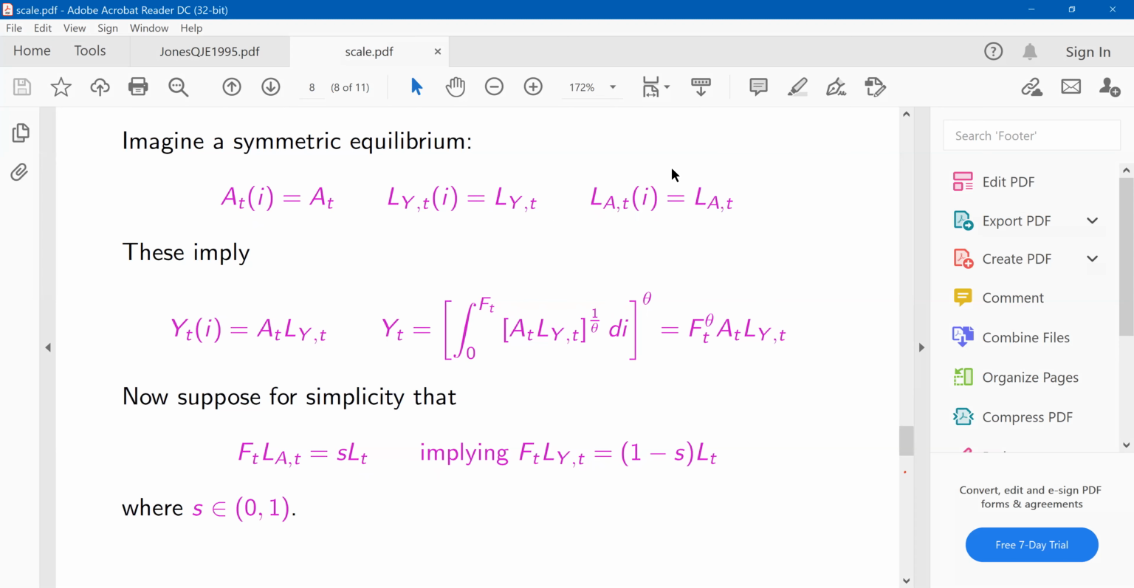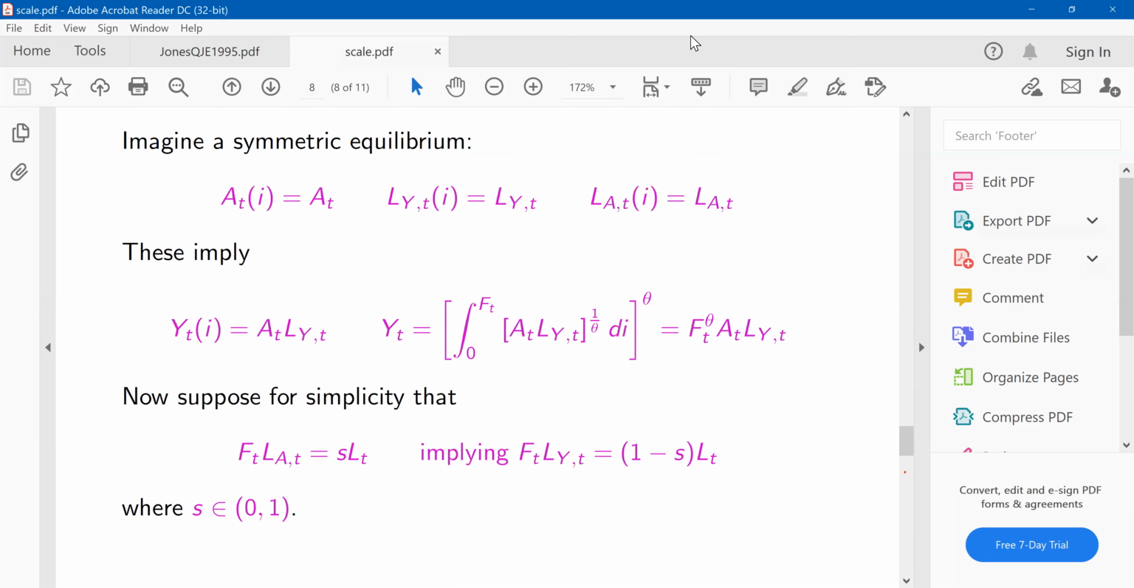If you put these results back into the production function, this is what you get at the firm level output. If you do the math, the integral basically vanishes out. These terms go out, and you take the integral, and you realize total output in the economy now has two components, as you see here. One is the technology component, this part F_T^θ times A_T. That's the technology component.